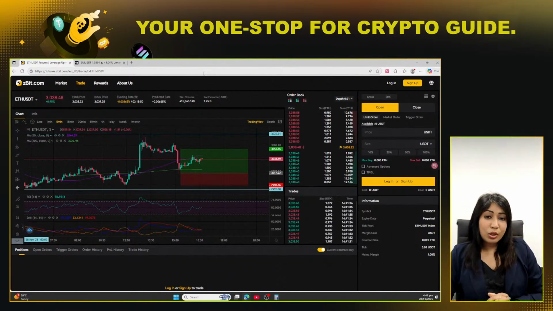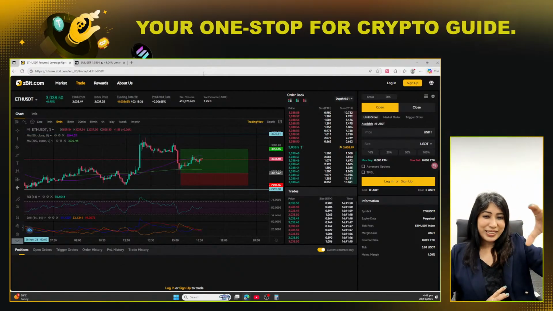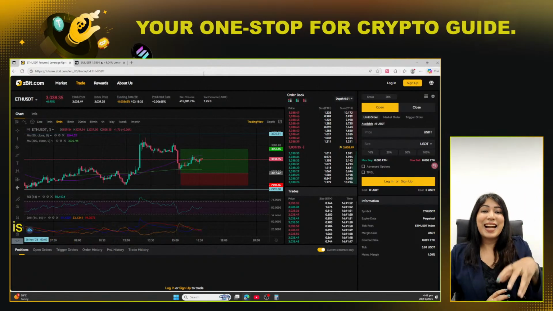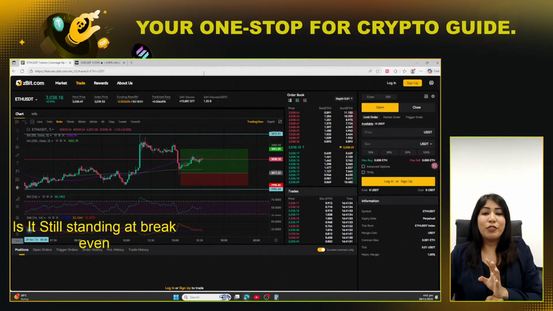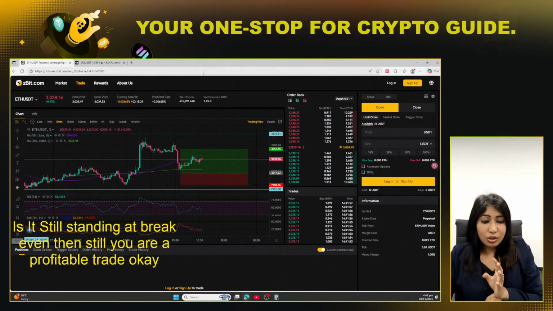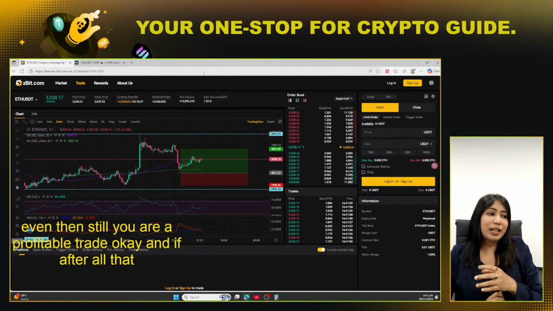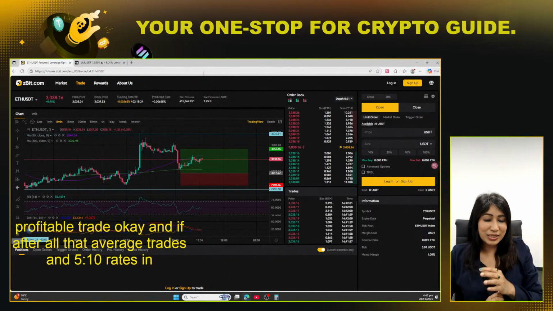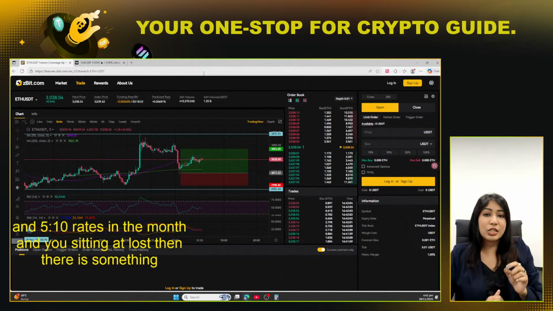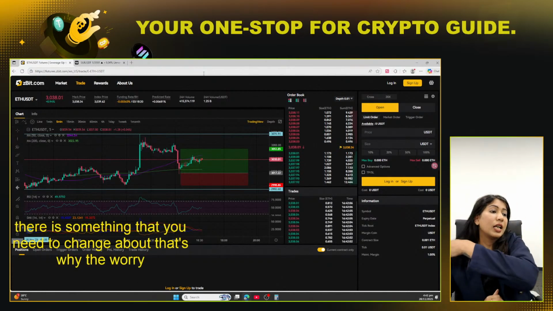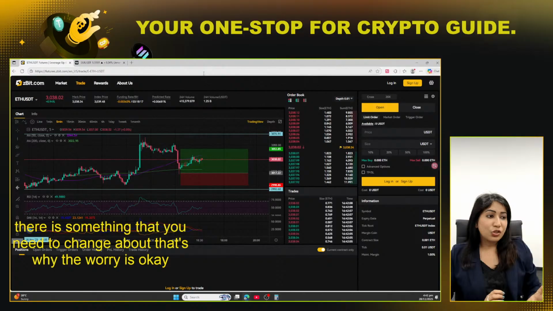So like I told you, at the end of the month, the average should matter. One trade here, one loss here, tomorrow profit, day after profit, then again on the fourth day it's a loss, it's okay. Overall, when you look at all your 10 trades in a month, is it still standing at break even? Then still you are a profitable trader. And if after all the average trades that you have taken, 5-10 trades in a month, you're sitting at a loss, then there is something that you need to change. That's where the worry is. So follow all these rules and instructions.